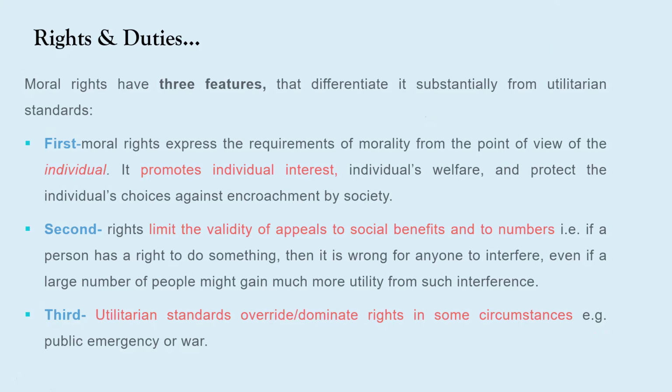Second is the limit: rights limit the validity of appeal to social benefits and to numbers. It means that if a person has the right to do something, no one can interfere or restrict him, even if it would benefit a large number of people in society. So we can say that no one can harm an individual, even if it benefits a large number of people in society. And the third one is that utilitarian standards sometimes override or dominate rights.